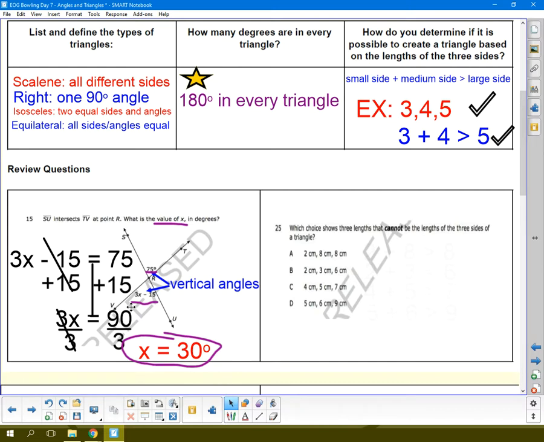I hope that helped for you to understand those vertical angles. Whenever you have vertical angles, you can set them equal to each other and then solve that equation.